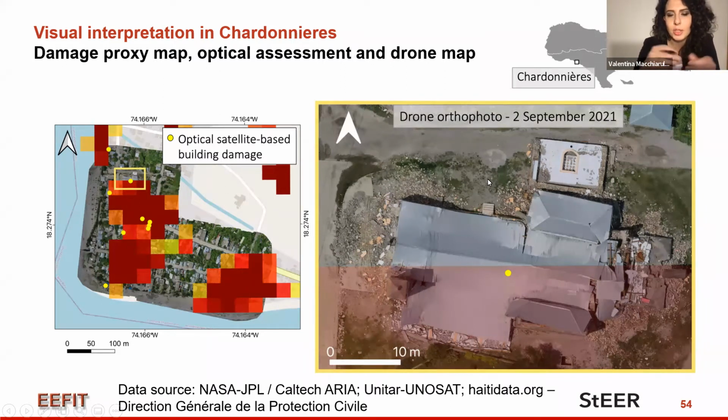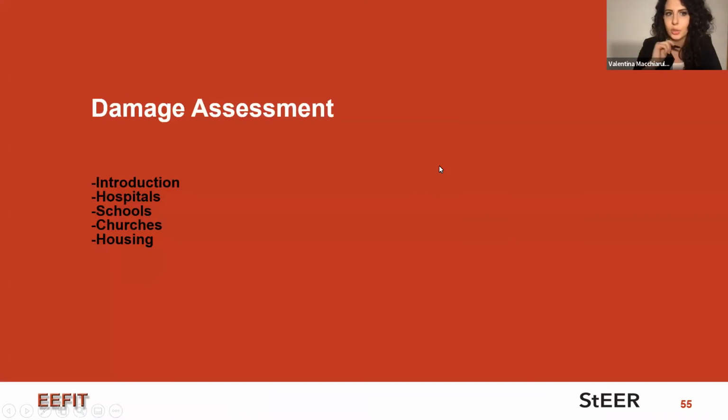And we see that both data sets managed to identify the actual damage of a church, highlighting how this technology, this remote sensing product, could have the potential to be used to target field work in the emergency response. And so thank you. And now I would like to hand over to Luigi, who will go through an introduction of the damage assessment.